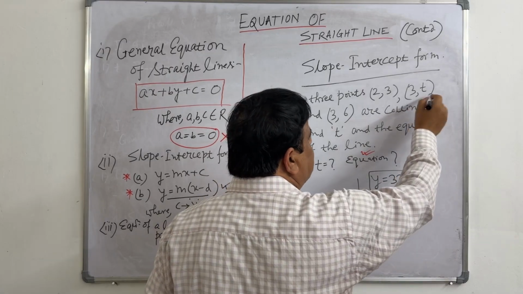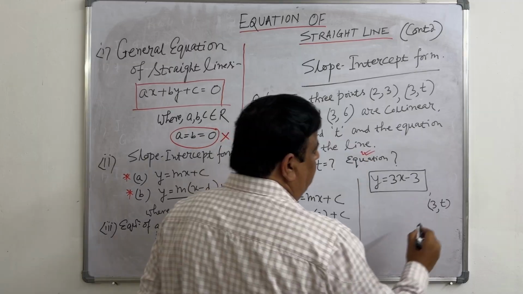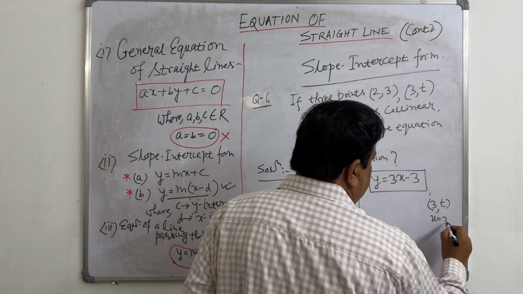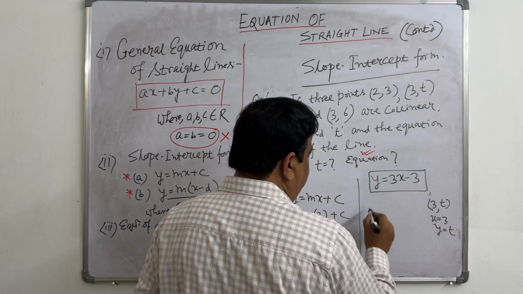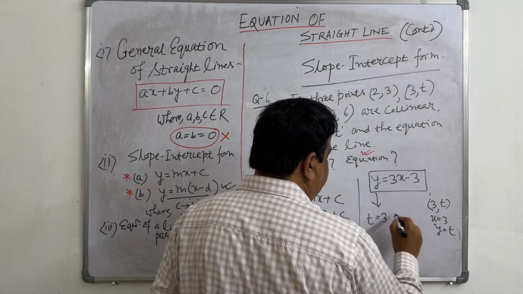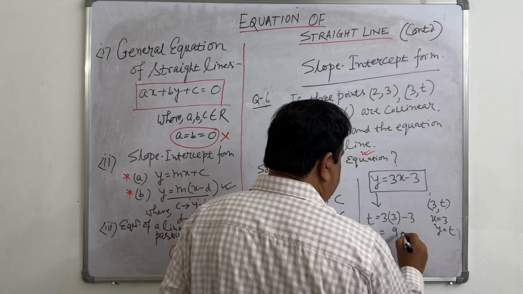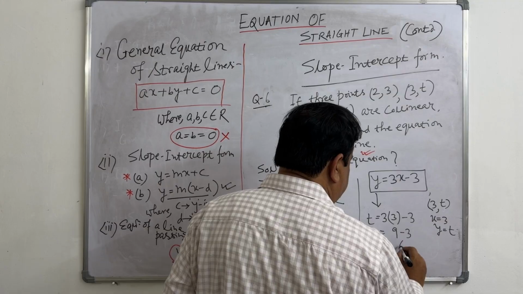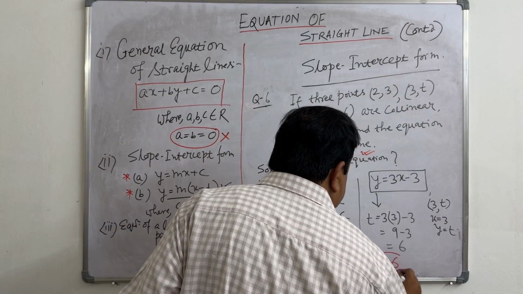Okay. The line is passing through this point also, (3, t). Now use this second point (3, t). Here x is 3 and y is t. So put this value here. Then what you will get? y is t, into x is 3, minus 3. 3 into 3, 9 minus 3, that is equal to 6. Therefore, t is equal to 6. So this is the answer.